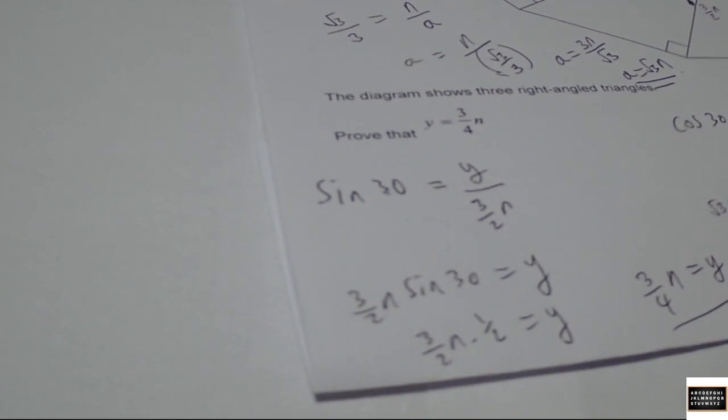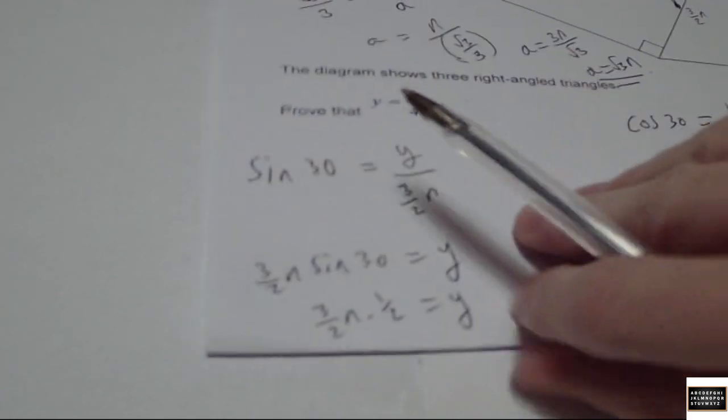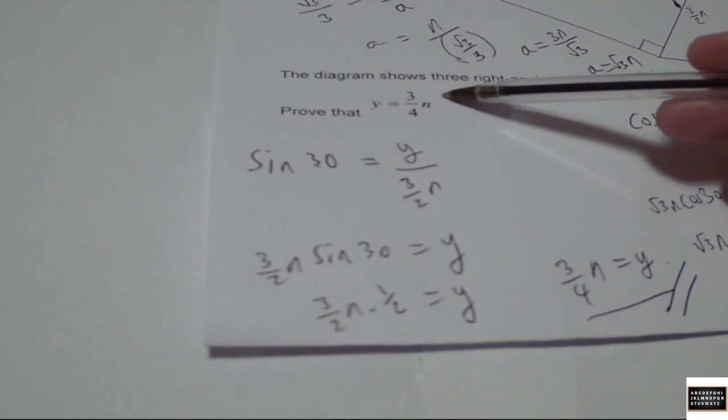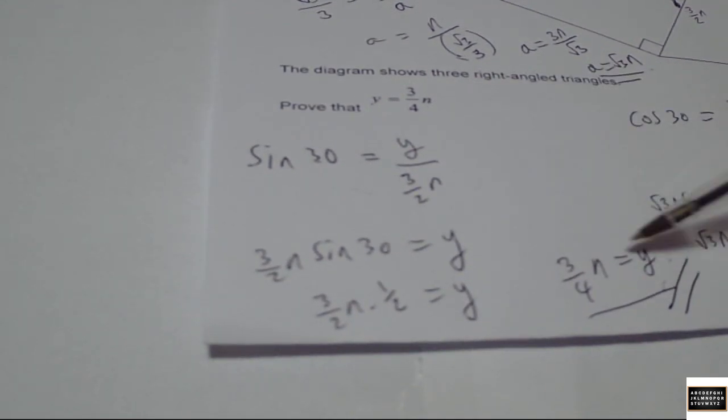3/4 n is y, and that, let's put it to one side here, is what they were trying to get you to prove earlier. So it's the same thing, just written back to front. You can hopefully see that, and that's what you would need to do to get that proof through.